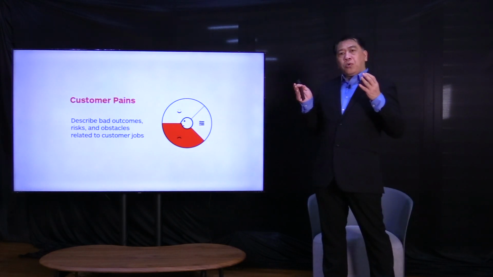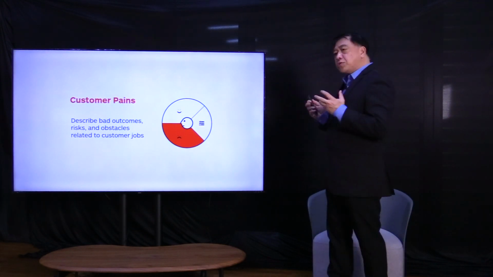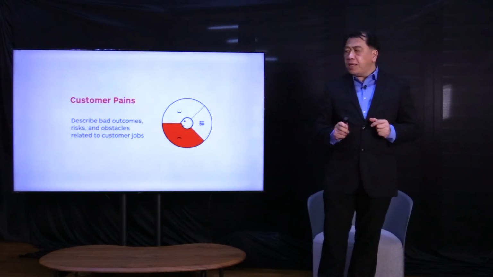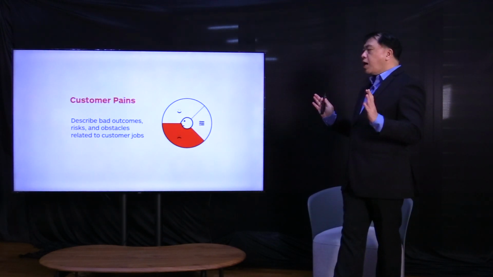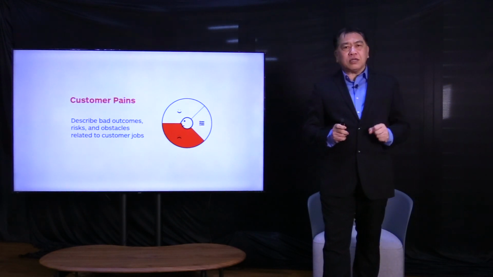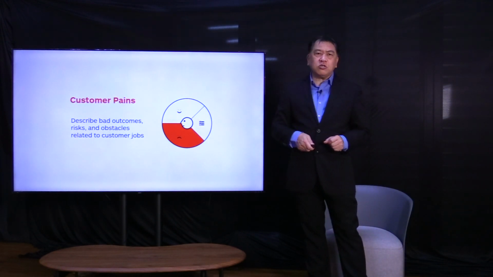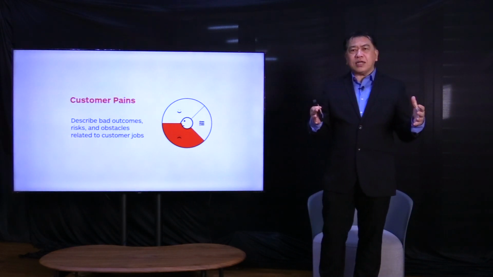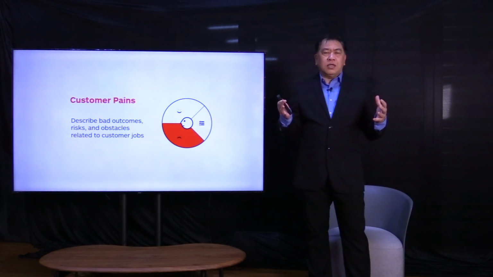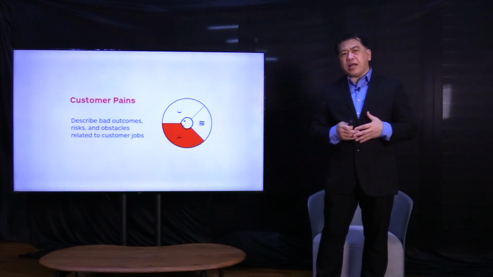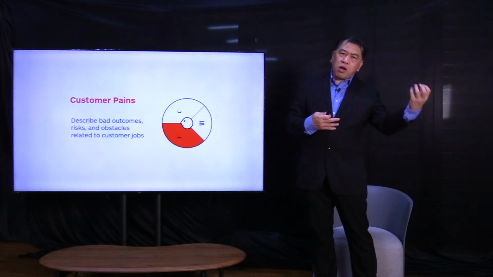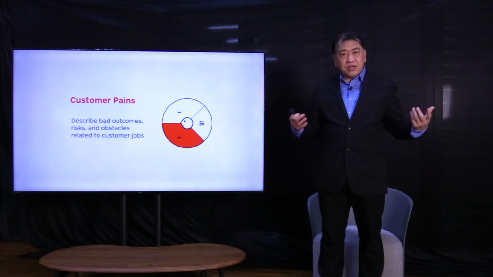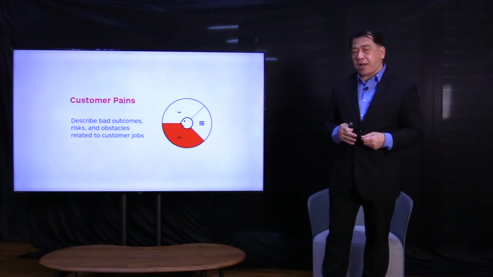So what we want to do is to decompose the jobs into pains and gains. Let's talk about pain. Pains describe the bad outcomes, risks, and obstacles related to the customer job. Let's talk about the functional job, the bag itself. If the bag needs to be at a size that we can put a laptop in, and the current product is not big enough, then obviously the customer has pain. You will have a laptop protruding from the bag.